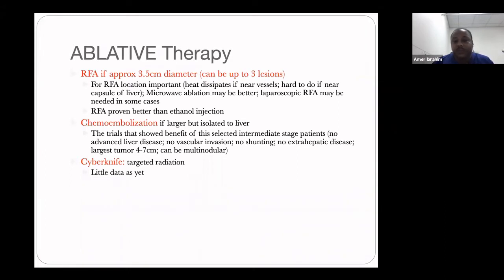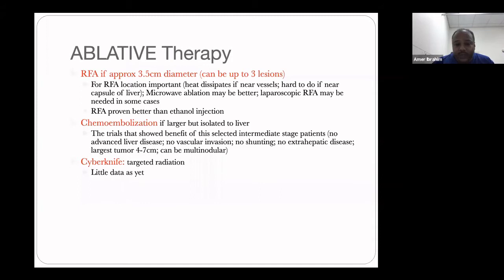The first one is the radiofrequency ablation. The radiofrequency ablation dissipates a lot of heat within the tumor, but the maximum here is written 3.5. What I know is up to 5 centimeters in size could be ablated, but not more than 3 lesions. There are some areas which are difficult to access percutaneously in the liver, like the dome, near the border, or very near the blood vessels. That can be done with laparoscopy assisted.